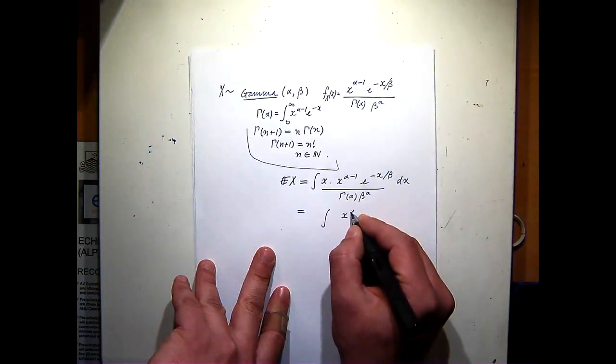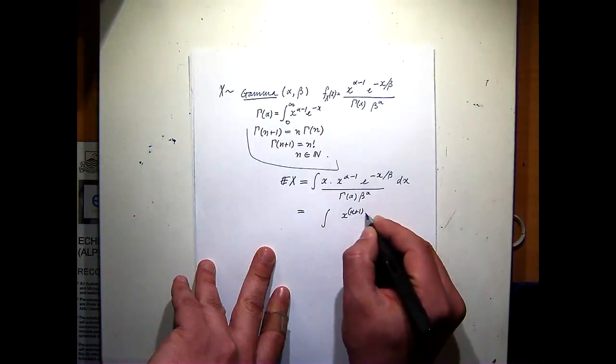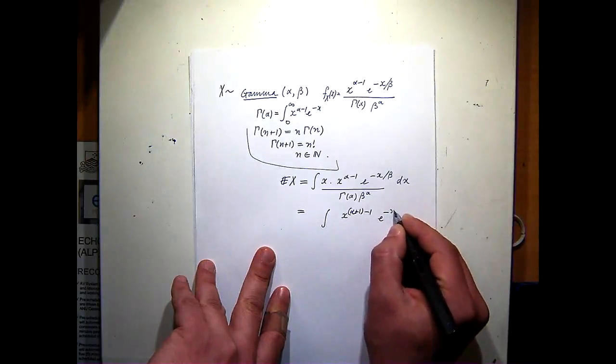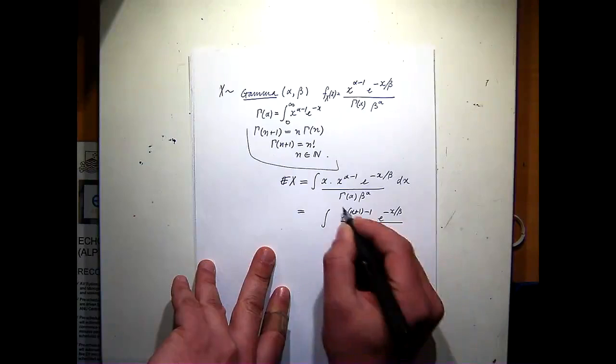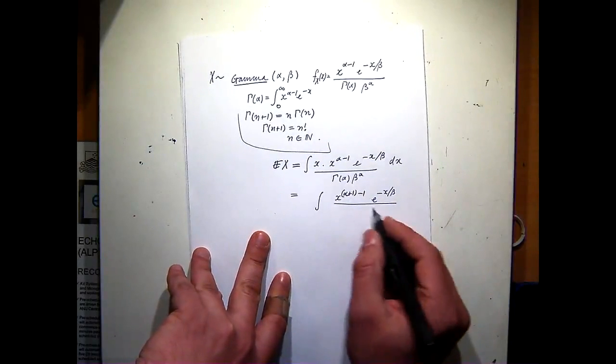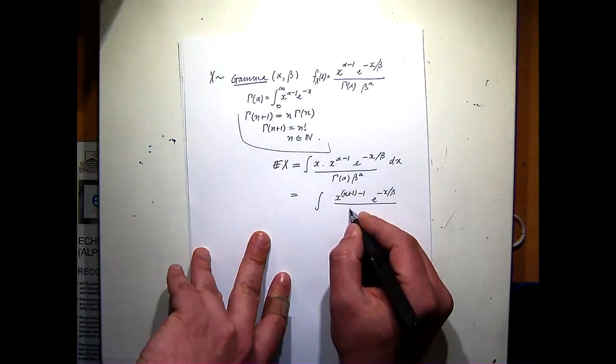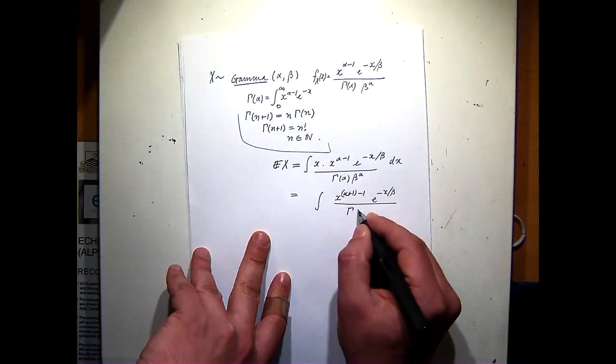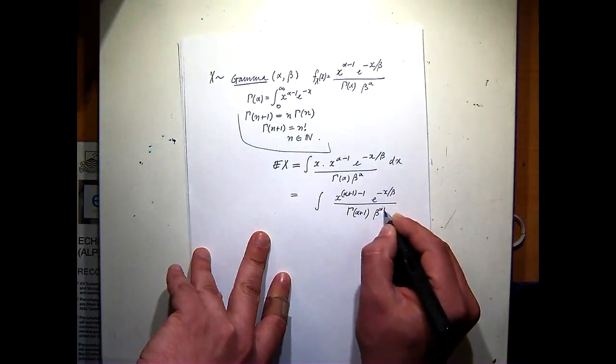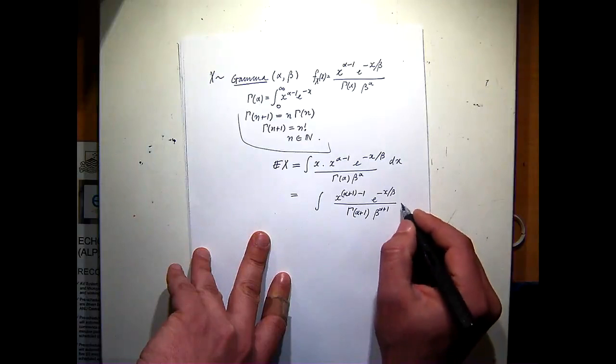If you can find something that's known to be a density, you're going to write x to the power alpha plus 1 minus 1, e to the minus x divided by beta. And that's always just fix up the constant so it's known to be a density. This is a classic trick. So gamma of alpha plus 1, beta to the power alpha plus 1, would be known to make that a density.